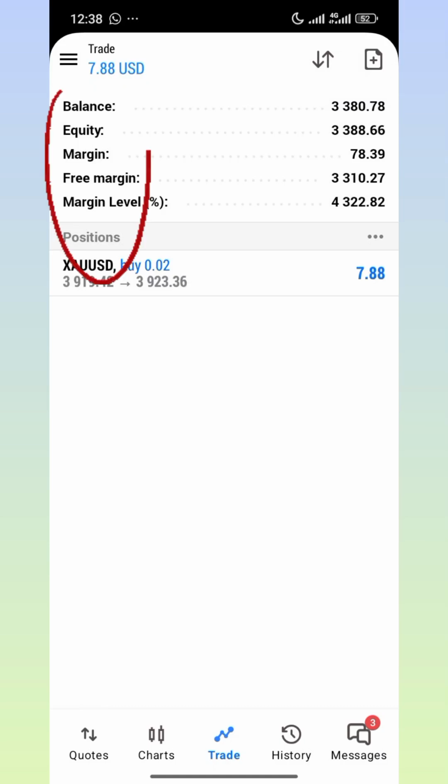Hello traders, today I'm going to be teaching you what balance, equity, margin, free margin, margin level percent mean on the MT5 or MT4 trading platform.